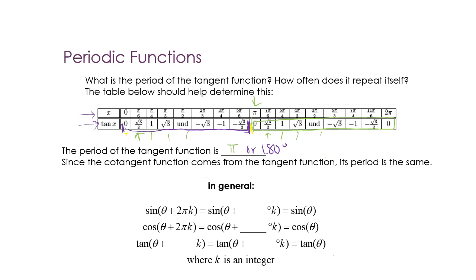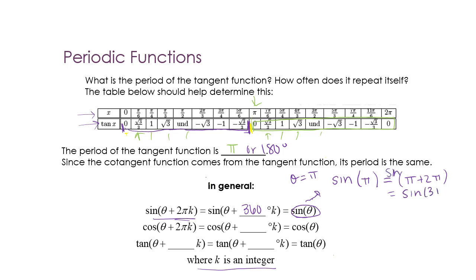For example, the sine of theta plus 2 pi k is the same thing as the sine of theta plus 360k degrees, which equals the sine of theta. This is a formula for you to know, but also where it comes from. Let's just say that theta is pi. This is saying that the sine of pi is equal to the sine of pi plus 2 pi k, where k is an integer. If k was 1, it'd be 2 pi times 1, which is 2 pi.